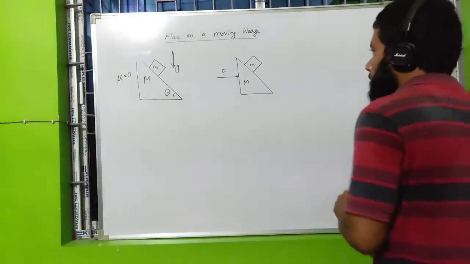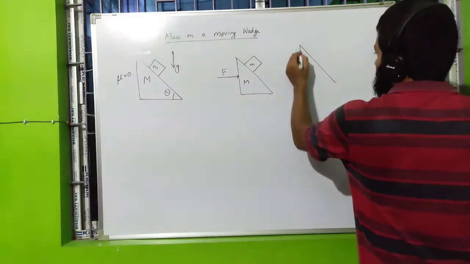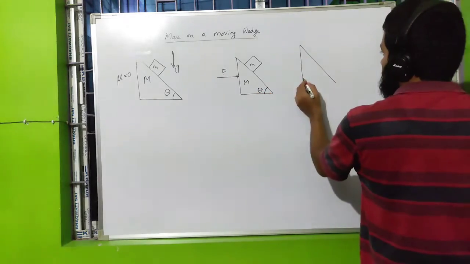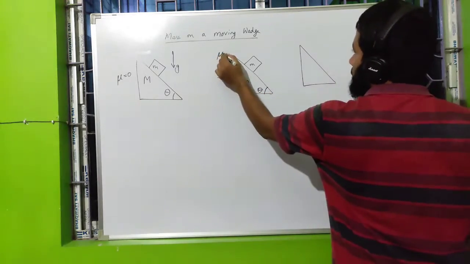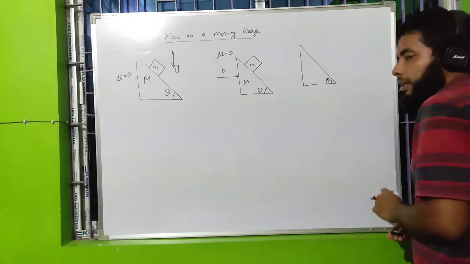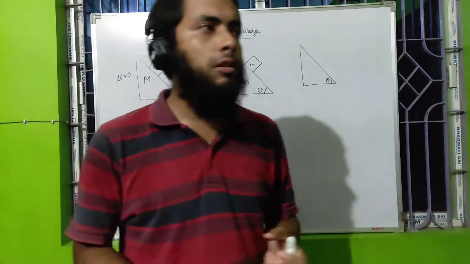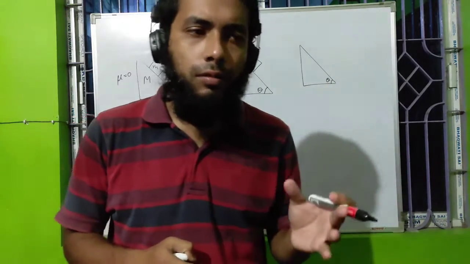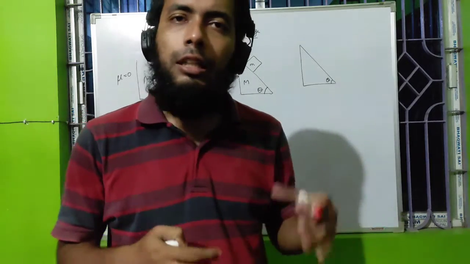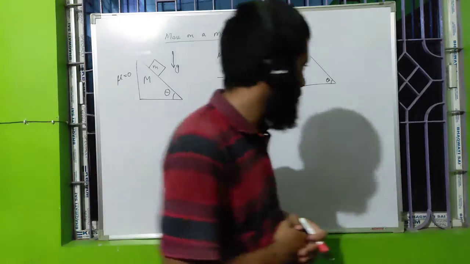So let me isolate this body. This is theta. Here also mu is 0. By the way, you can solve this problem by using friction force, and it will be a little bit lengthy, not complicated. So I leave it to you as an exercise.